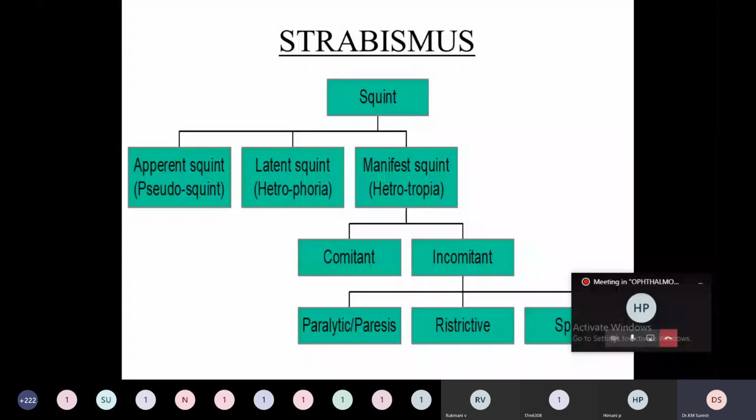Comitant squint and incomitant squint. Comitant squint is congenital, incomitant is acquired. In incomitant you have paralytic squint, restrictive squint and spastic squint. So all these three effects will occur on the muscles. Muscle can be paralyzed, there can be restrictive movement of the muscle due to some fibrosis, or spastic, due to some disease there will be spasm in the muscle and hence there will be squint. So this is the broad classification of strabismus.